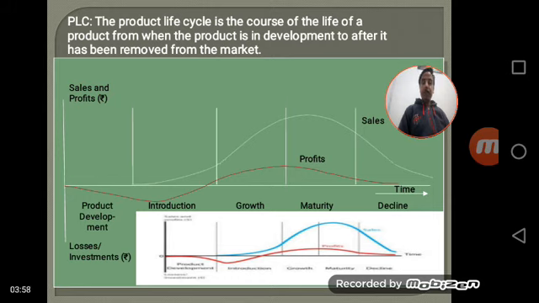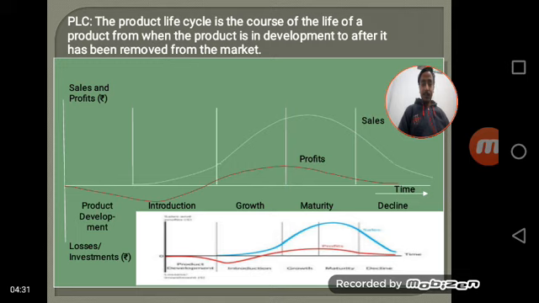If you see at this stage, the product development stage, the company is having a loss only. Why is there a loss? Because your product is in the development stage. It means that your product is being manufactured. It has not yet come to the market, and you may be confused: even if it has not come to the market, why is there a loss? In this figure also it is showing a loss.